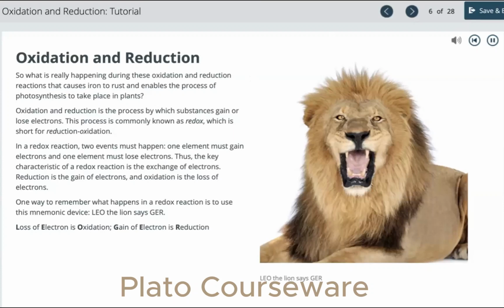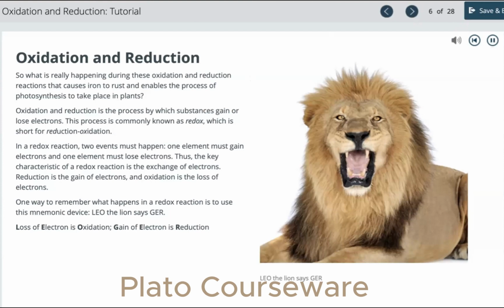Oxidation and reduction. So what is really happening during these oxidation and reduction reactions that causes iron to rust and enables the process of photosynthesis to take place in plants? Oxidation and reduction is the process by which substances gain or lose electrons. This process is commonly known as redox, which is short for reduction oxidation.